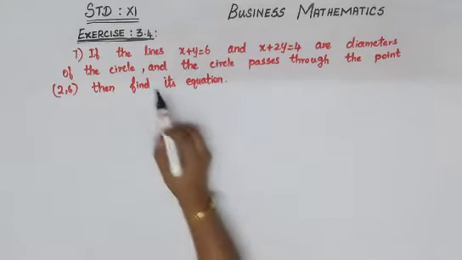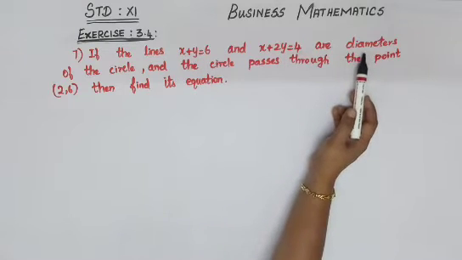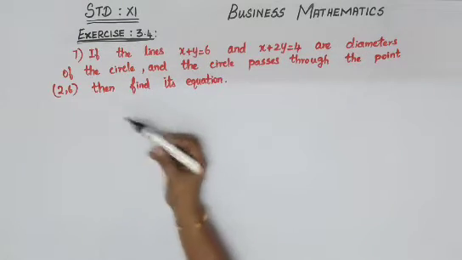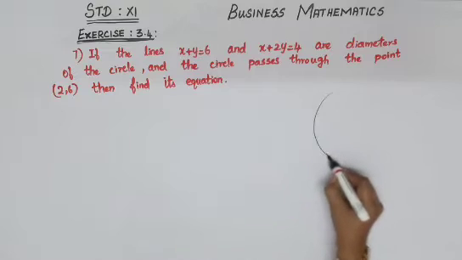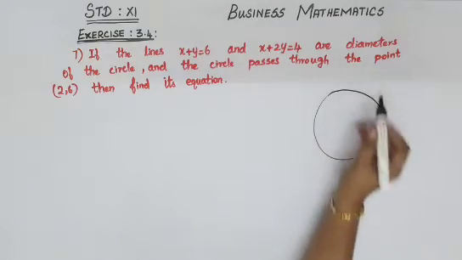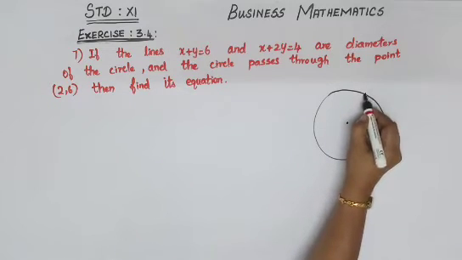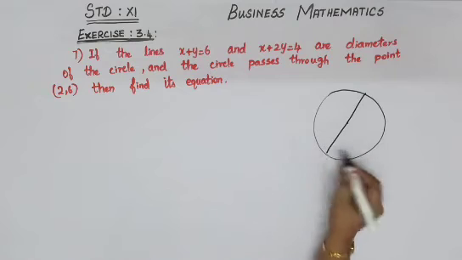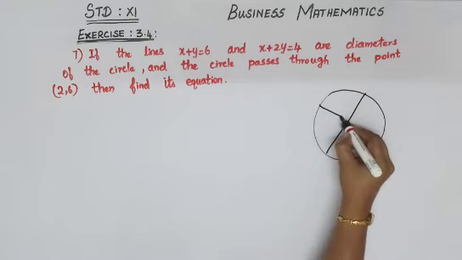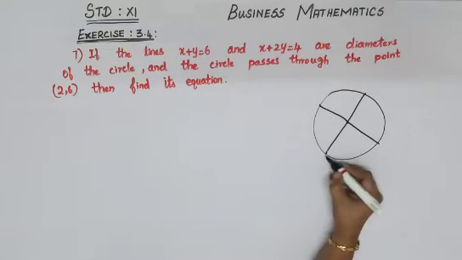So they have given two lines. The first line and second line are given as diameters of the circle. So one circle will be there, and in that circle they have given two diameters. You all know a diameter is the line which passes through the center. So this is one diameter, I'll just draw, and one more diameter here. So these two lines are given as diameters.